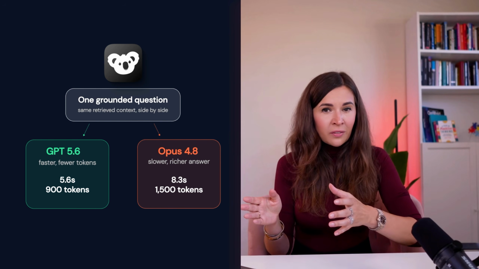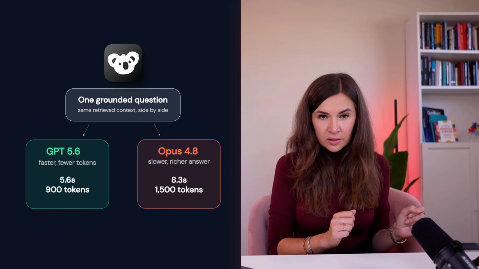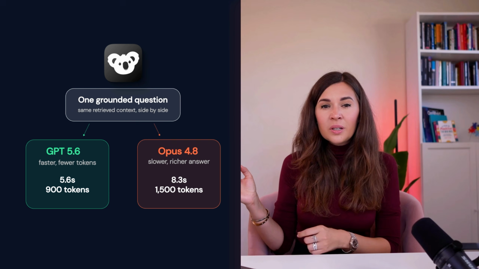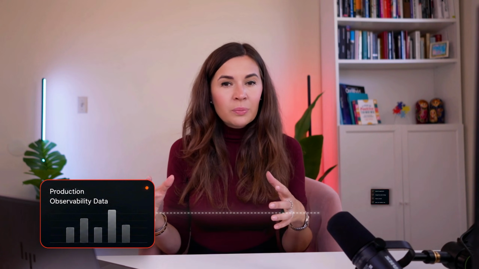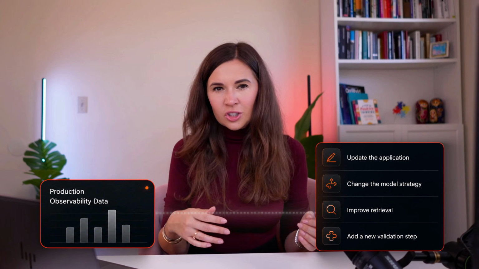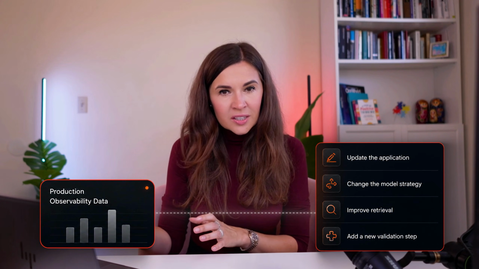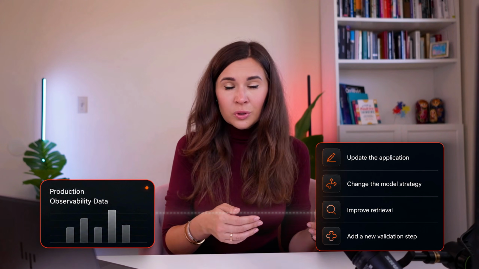One model may provide a stronger answer, but take longer and use more tokens. Another may be faster and less expensive, while still being accurate enough for a routine support question. That is why observability closes the loop. The information we collect in production becomes context for the next build cycle. We can update the application, change models, improve retrieval, or add new validation steps based on what actually happened, not what we assumed would have happened.